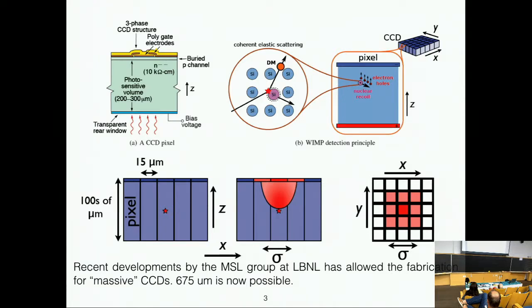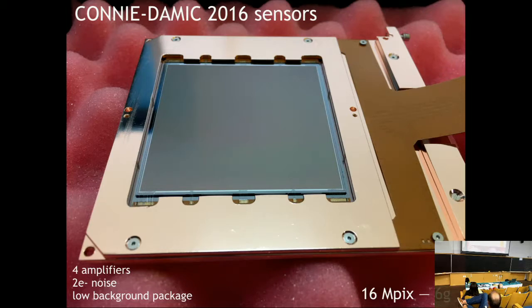So now we are using detectors like this for DAMIC, the dark matter search with CCDs, and CONI, the coherent neutrino nucleus interaction experiment with CCDs. Both of these experiments have a lot of participation of Latin American groups and Brazilian groups. Okay, so the detector is this thing here, right?